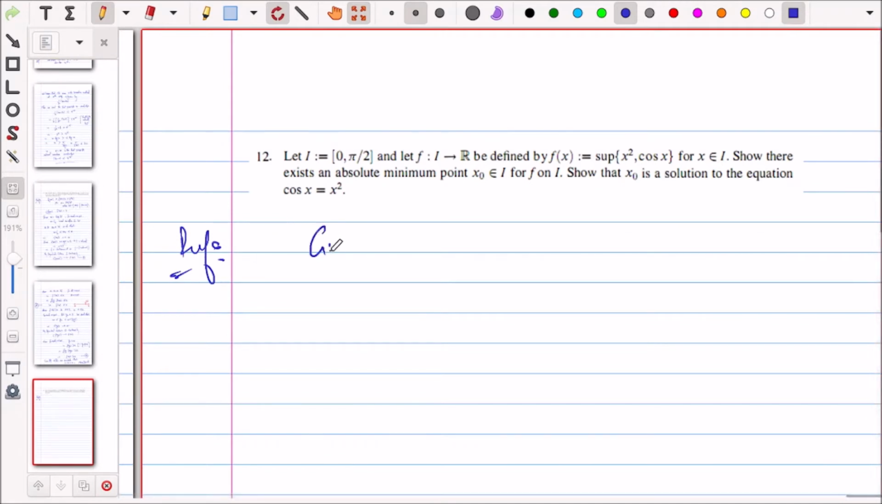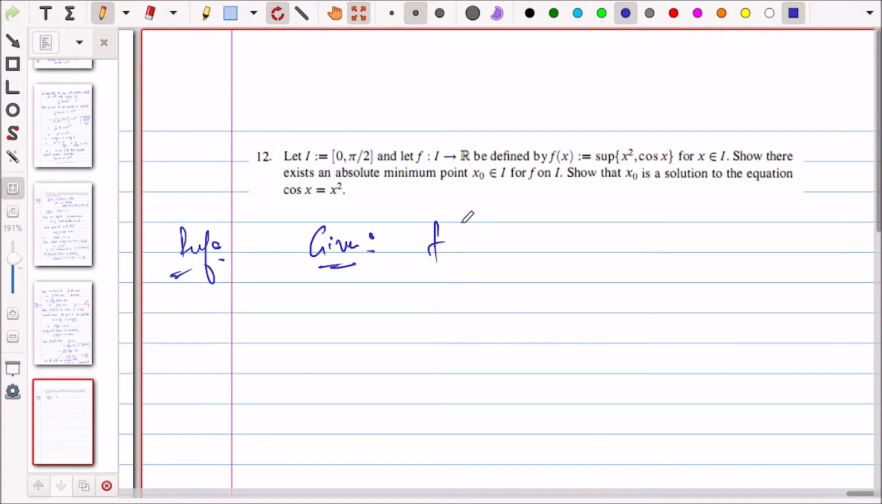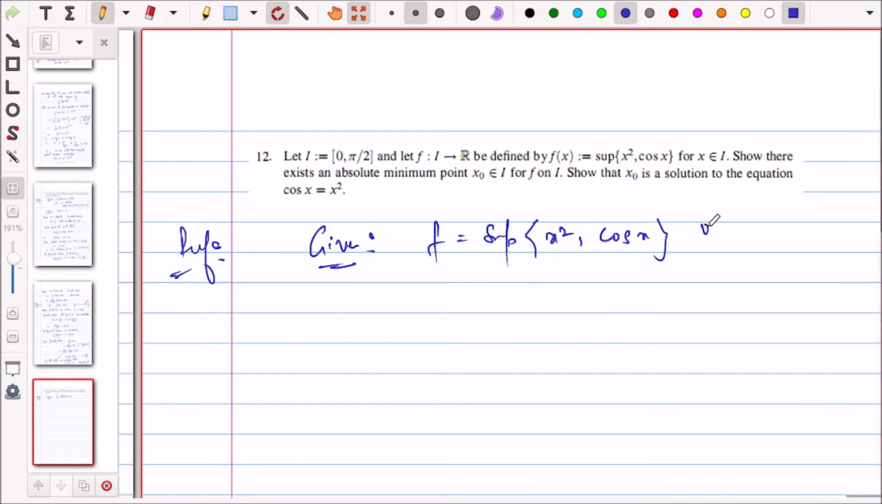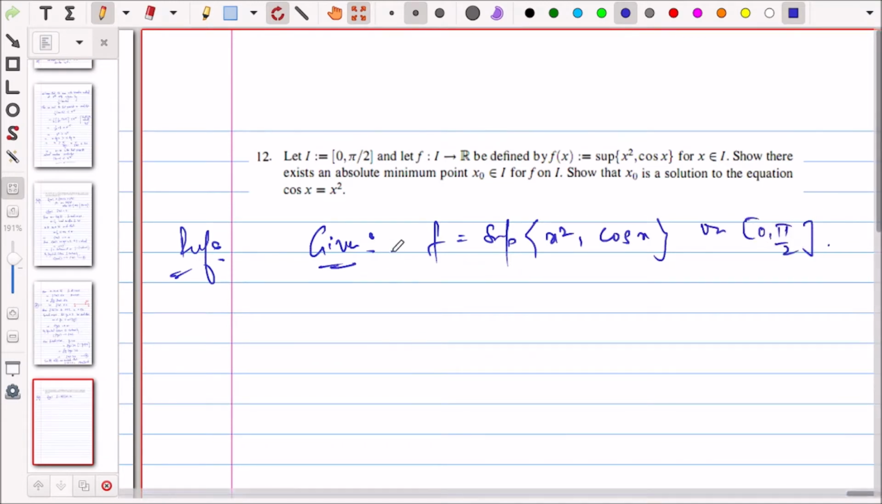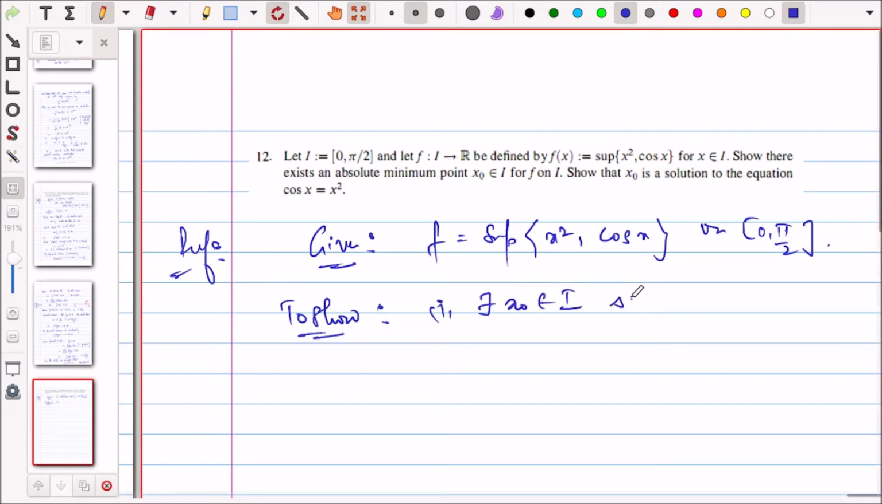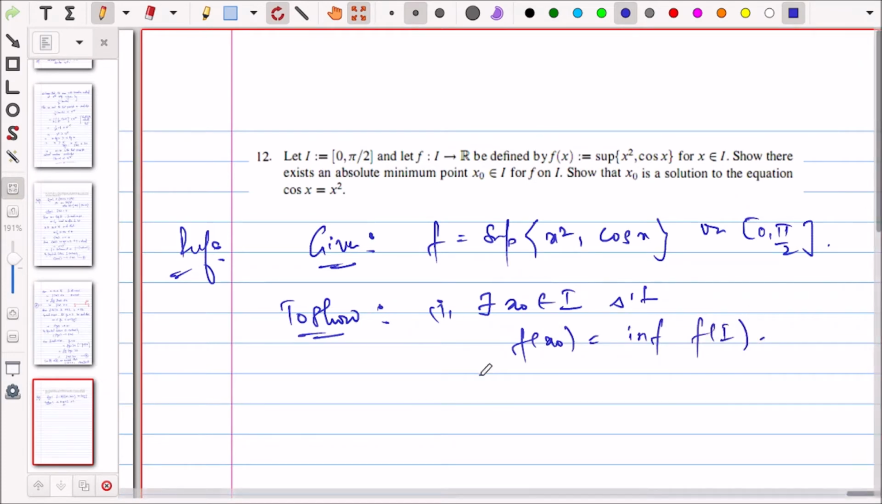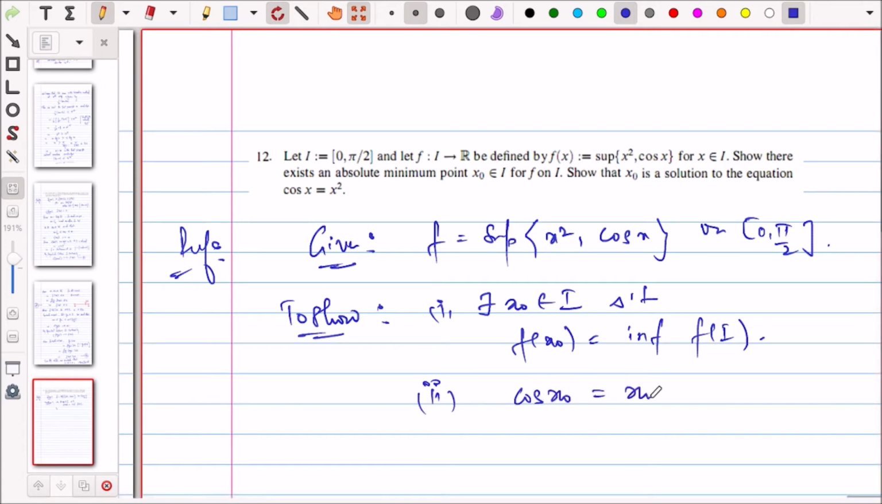So we are given f equal to supremum of x square and cos x on 0 to pi by 2. We have to show two things. First, there exists x naught belonging to I such that f of x naught is equal to infimum of f over I, and second, that cos of x naught is equal to x naught square.